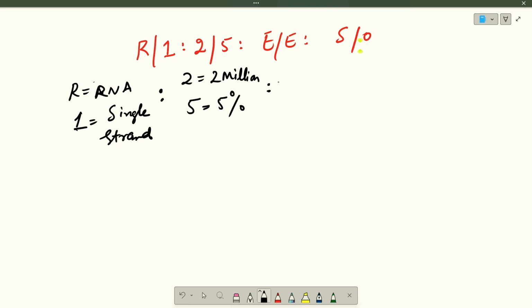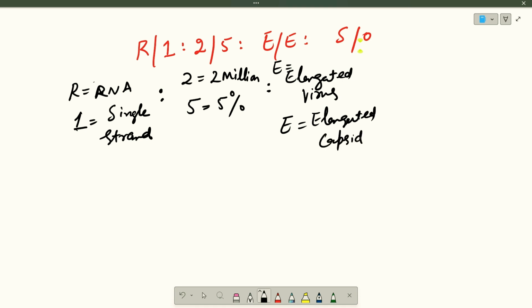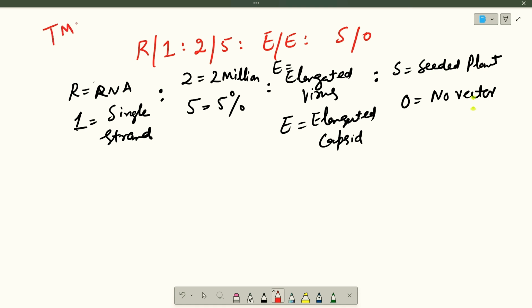In case of the third pair, it represents shape. So E is elongated: an elongated shape of virus, and the other E is elongated capsid. And finally the fourth pair of code, S, seeded plant, that means the host is the seeded plant, and O, no vector. So that means this virus has no vector. By the way, this cryptogram is of TMV, tobacco mosaic virus, which is of course an RNA virus.